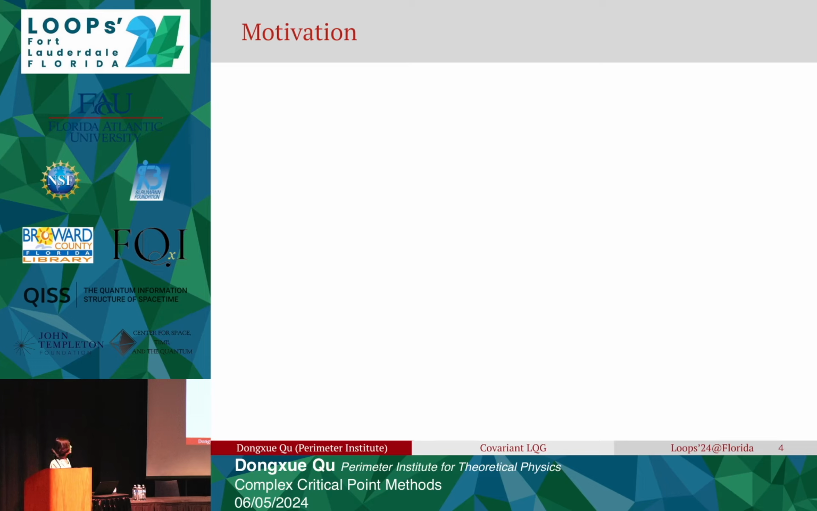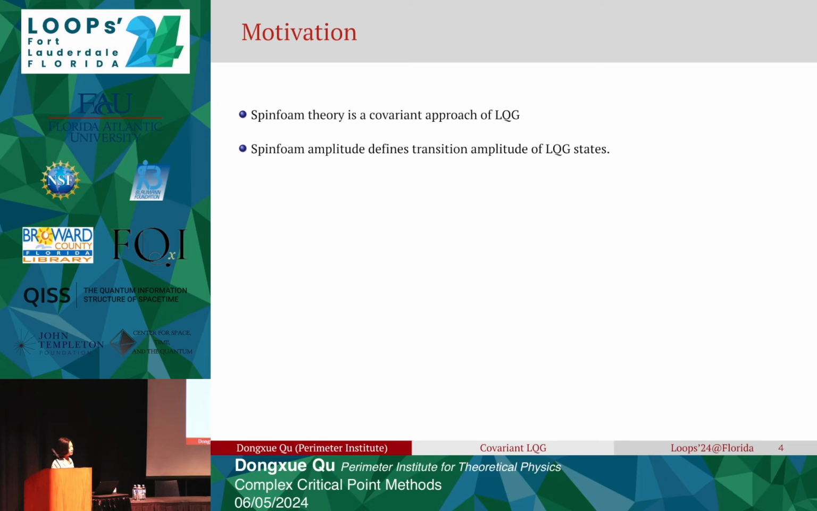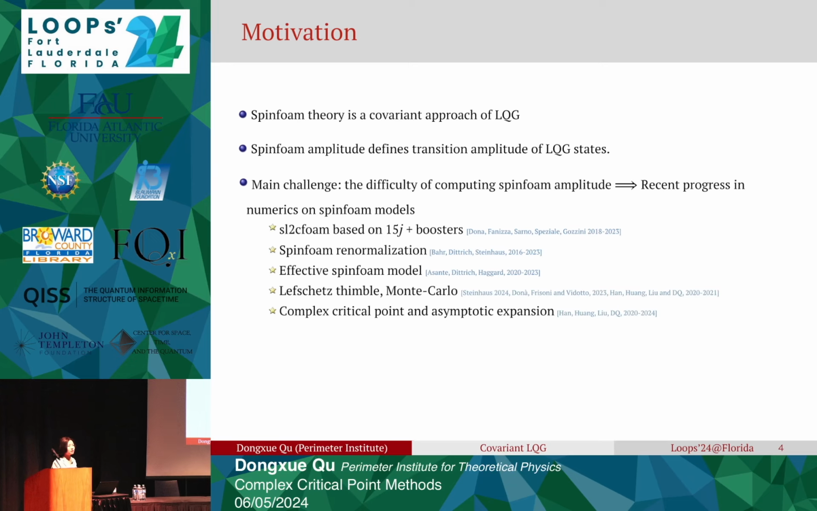So the motivation of my work, as we know, the spin form theory is a covariant approach of loop quantum gravity. And the spin form amplitude defines the transition amplitude of loop quantum gravity states. The main challenge has always been the difficulty of computing the spin form amplitude. However, in recent years, the numerical progress on spin form models provides us a powerful tool to do the computation.